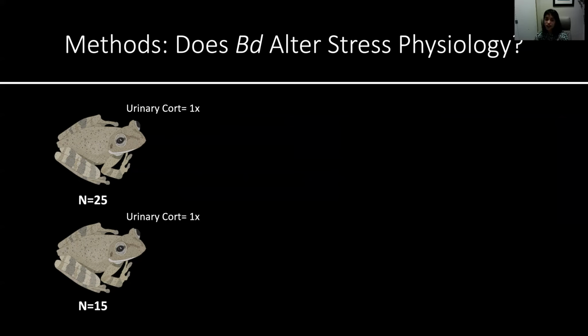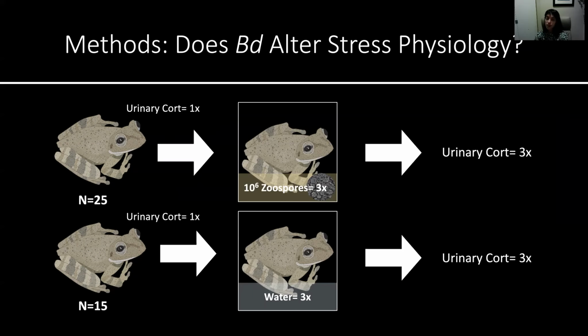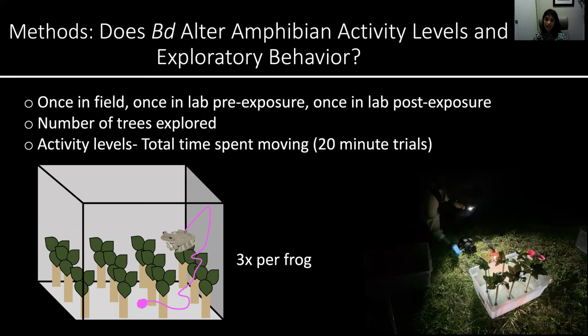Then I took urinary samples to use for CORT measurements from the frogs pre-exposure to their treatments, followed by inoculation with either BD or water. And then every 10 to 12 days after infection with BD, I would take another urine sample from all of the frogs. And this happened 3 times in total, with 3 rounds of BD exposure and 3 rounds of urine samples. For my second question, I constructed these arenas with trees and assayed frog behavior 3 times.